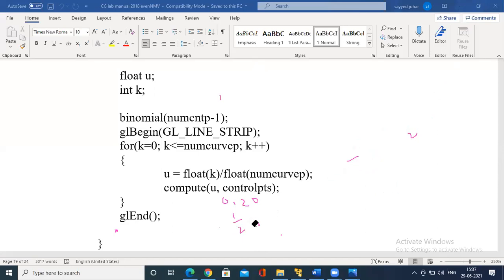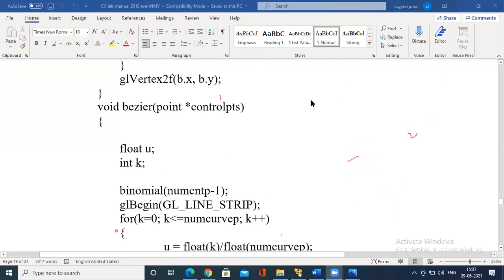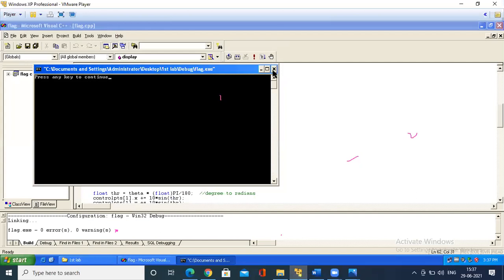And we have the NCK value that is being fixed, which is called the binomial, with number of control points minus 1. So there are two things: control points and curve points. Number of control points is 4, number of curve points is 19, that is 20. Okay, so once again, let me show you the execution of it.